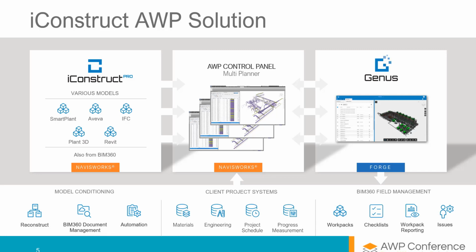Next, we have the AWP Control Panel. This is where we can pull in all your different databases. So you got your material databases and your engineering databases, your project schedule, your progress measurements. We pull all that into the control panel. We tie that database into the 3D model. And from here, we start creating our work packages.